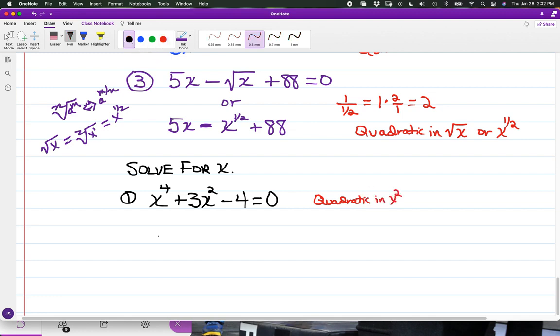Okay, so for x to the 4th, now we can factor this. Just like x times x goes to x squared, we're going to have x squared times x squared go to x to the 4th.